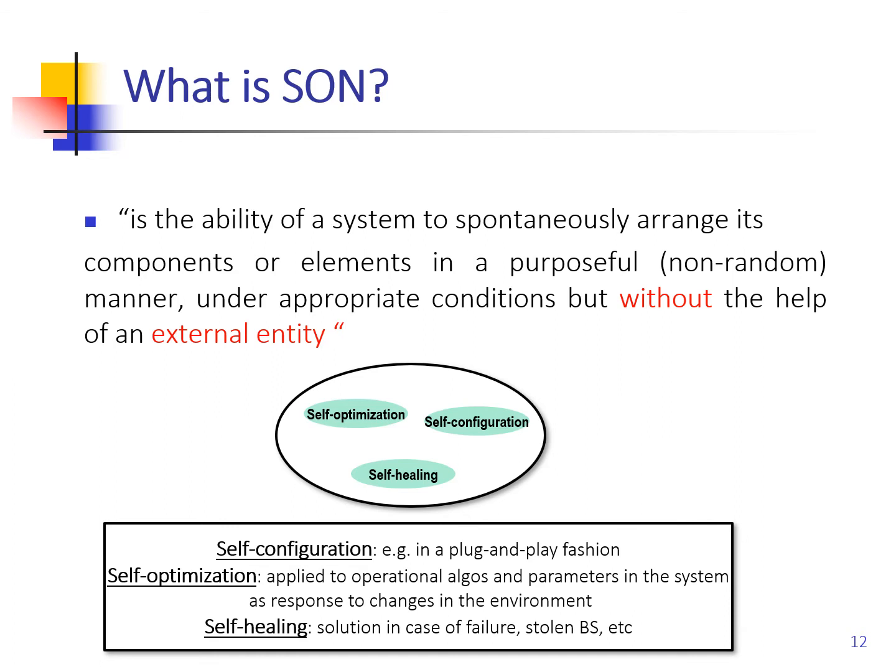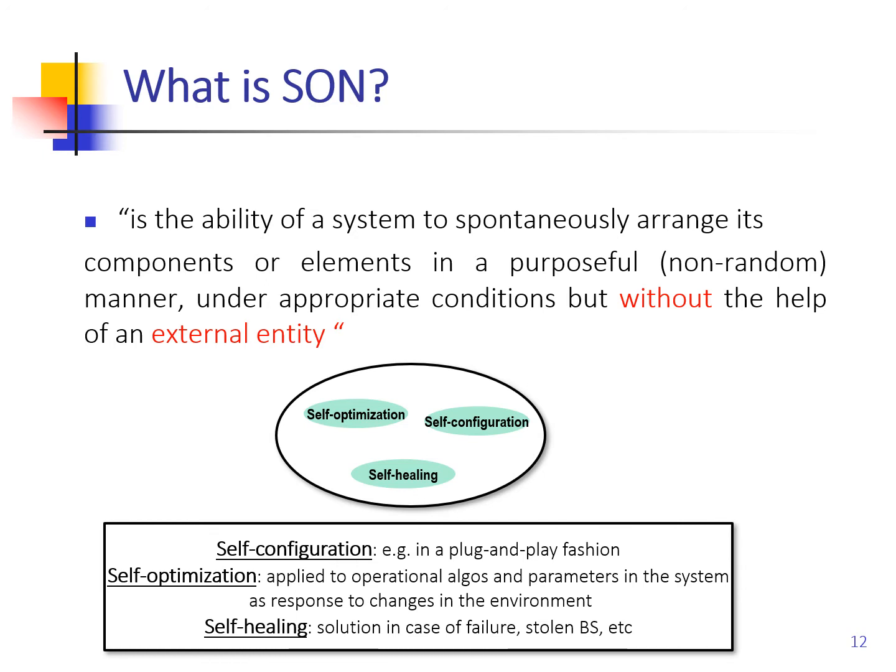The definition is very straightforward. It's the ability for a system to spontaneously arrange its components or elements in a purposeful, non-random manner, under appropriate conditions, and without, of course, the help of an external entity. So think of it as a centralized entity: a server, base station, roadside unit, right? And essentially, it includes three parts: self-optimization, self-healing, and self-configuration.